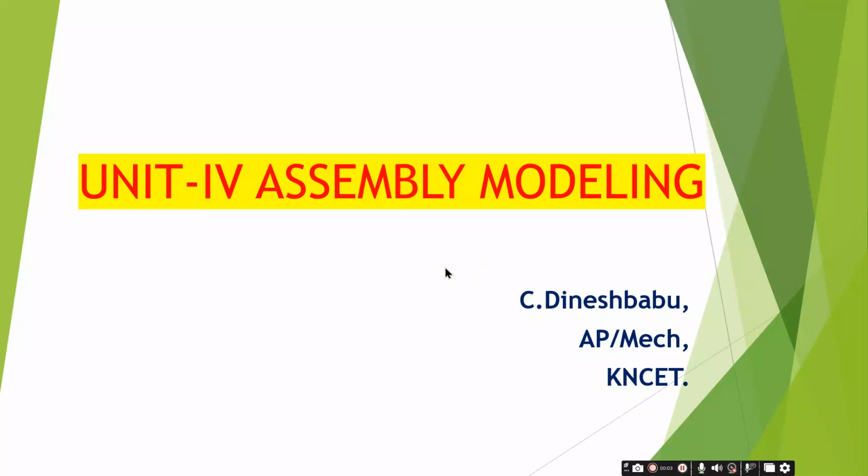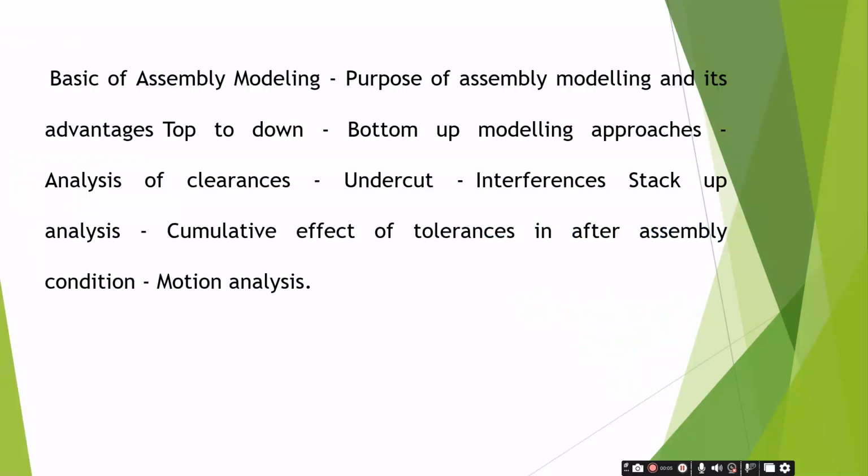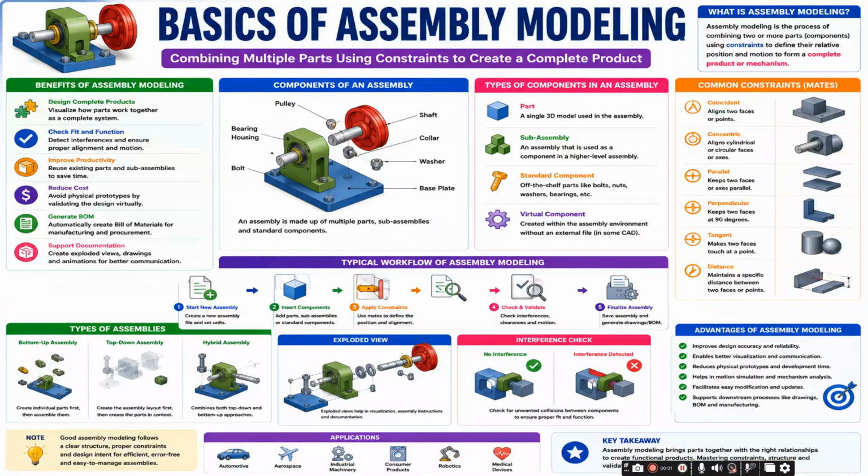Today we discuss unit number 4, assembly modeling. These are the topics to be followed: basics of assembly modeling, purpose of assembly modeling and its disadvantages, top-down and bottom-up assembly modeling approaches, analysis of clearance, undercut, interference, stack-up analysis, cumulative effect of tolerance in the after-assembly condition, then motion analysis. These are the topics to be covered for unit number 4.